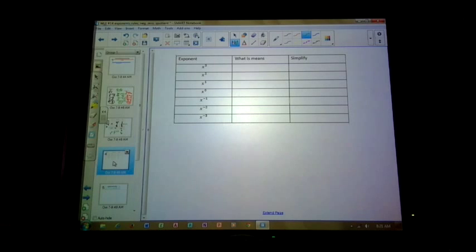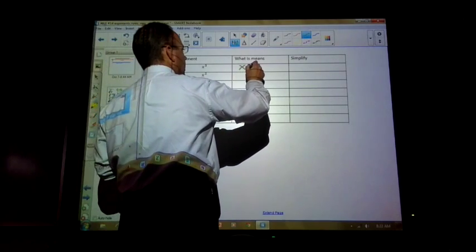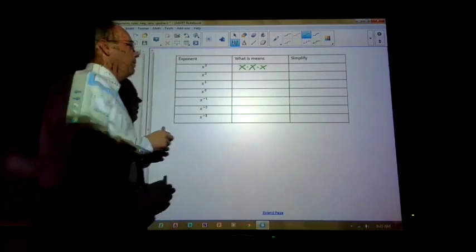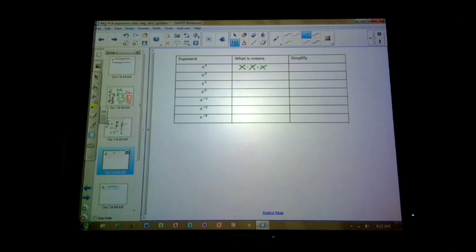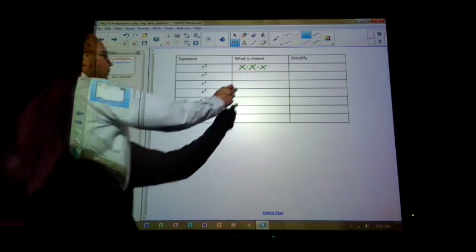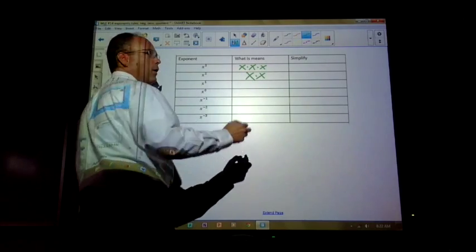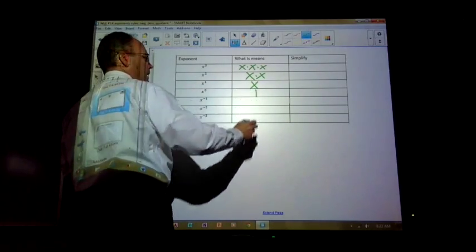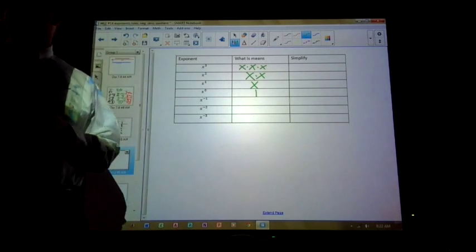All right, let's move down a little bit. X to the third means, Casey, what does x to the third mean? How would you write it out? X times x times x. Simplified really is x to the third, so I can't go much further. X to the second. Celine? X times x. X to the first, shout it out. X to the 0, shout it out. 1. X to the negative 1.